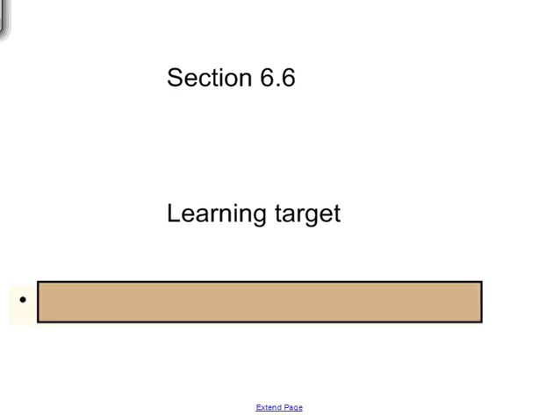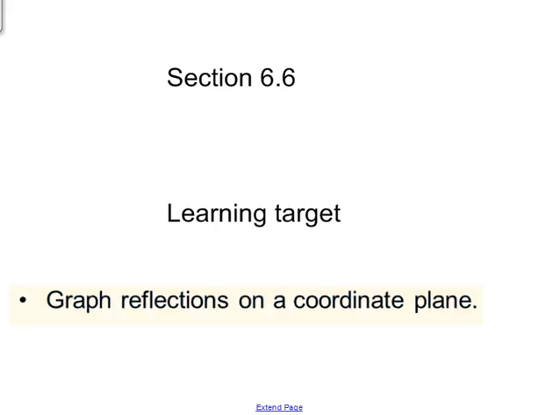Beginning our review video for section 6.6. That's chapter 6, the 6th section. As we do every time, we always start with our learning target. We're going to graph reflections on a coordinate plane.